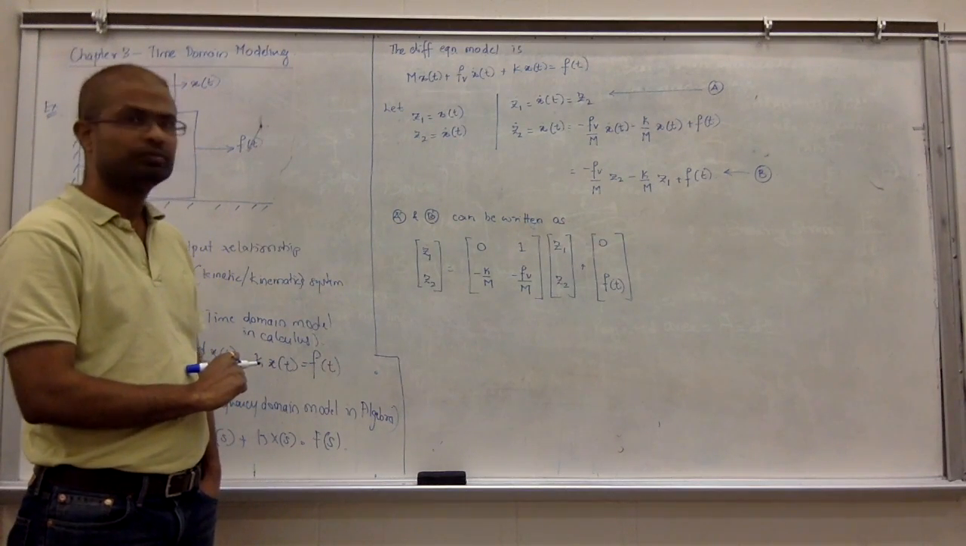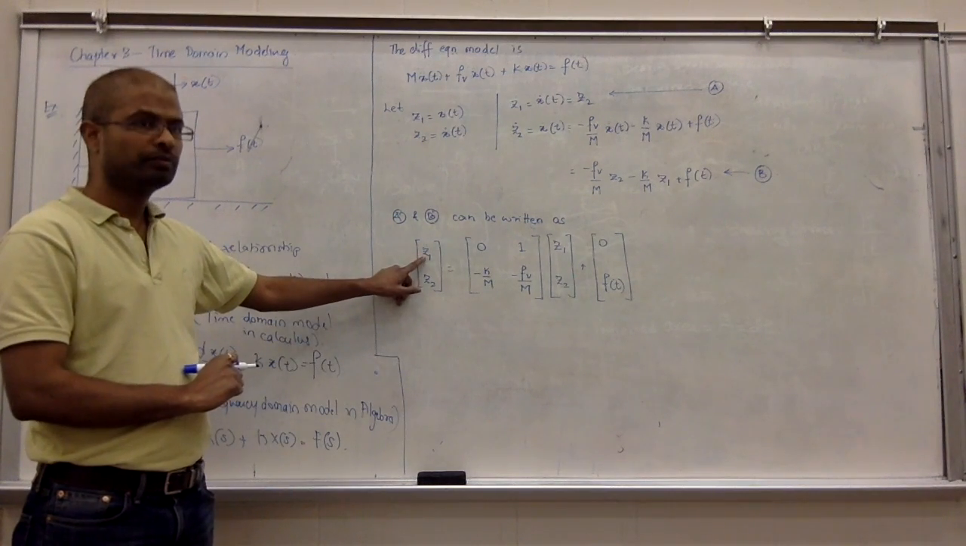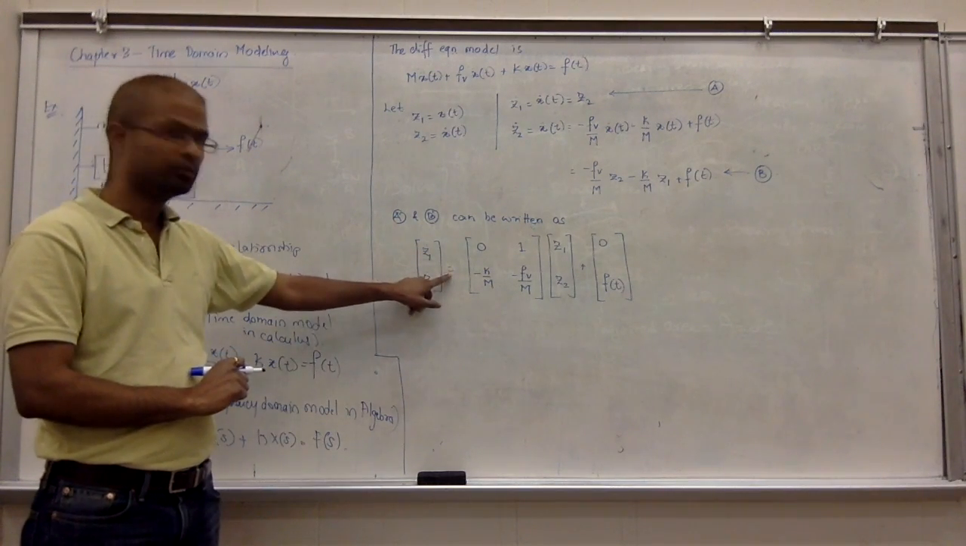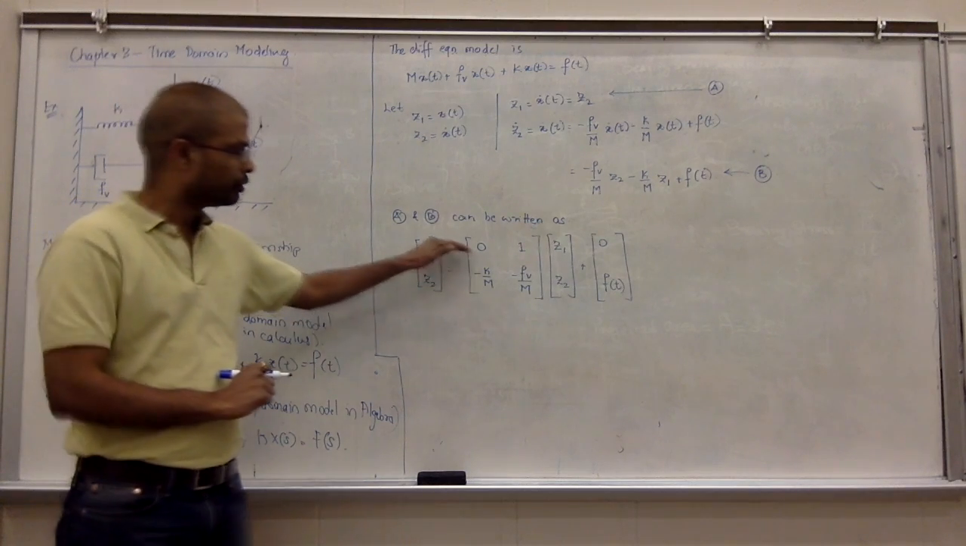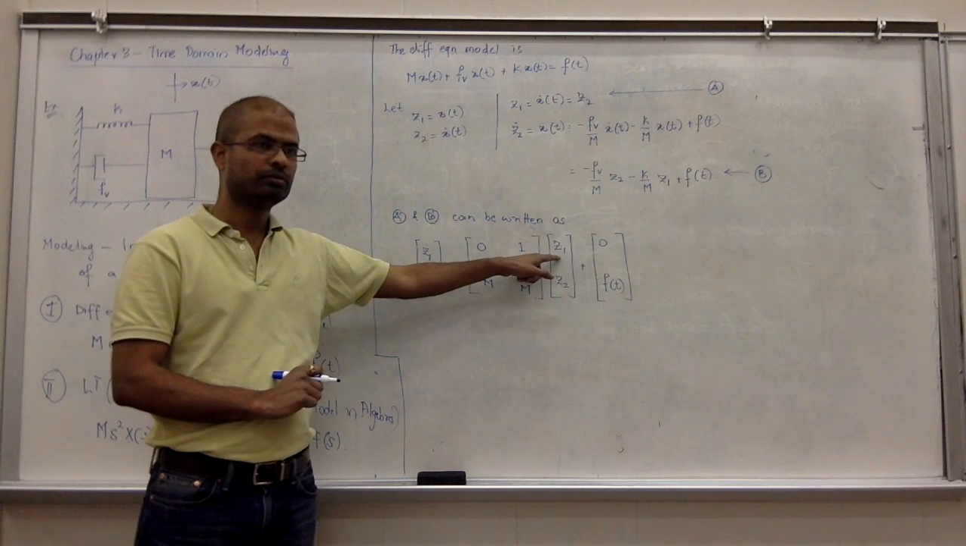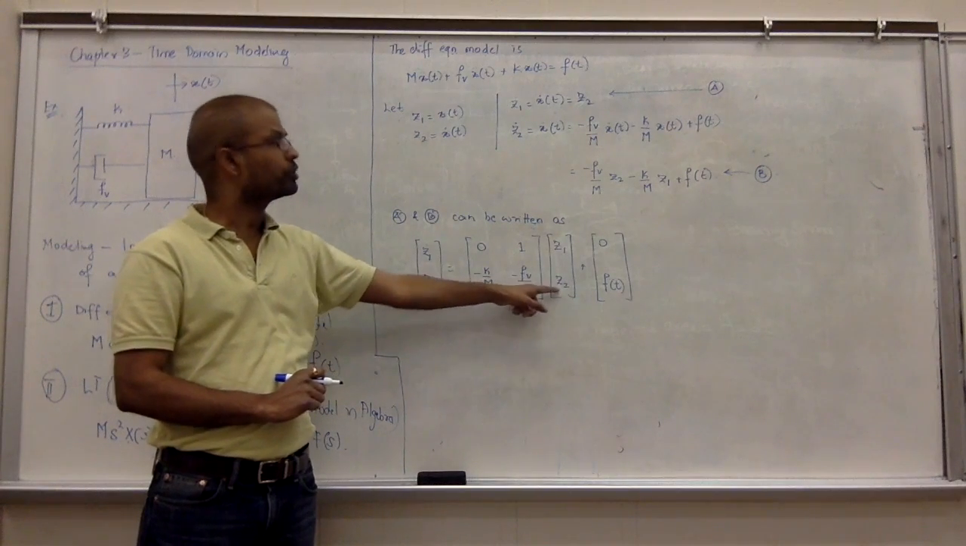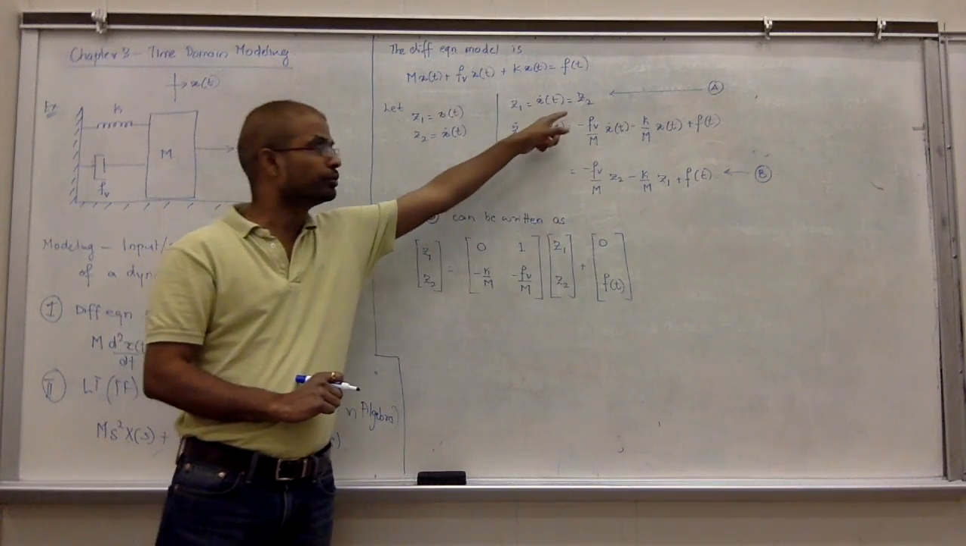I'll follow the measures. Yeah, so let's do Z1 dot. Z1 dot will be equal to the top row, right? 0 into Z1. Got it? There is no Z1 term here. 1 into Z2. There is a Z2.